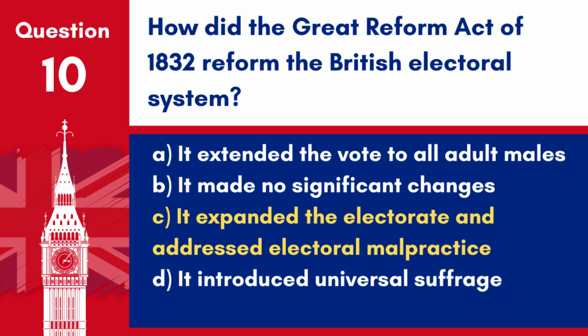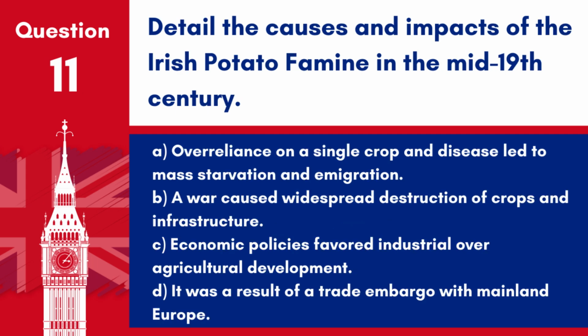The Great Reform Act of 1832 made significant changes by expanding the electorate and reforming the electoral system to make it more representative. Question 11. Detail the causes and impacts of the Irish potato famine in the mid-19th century.